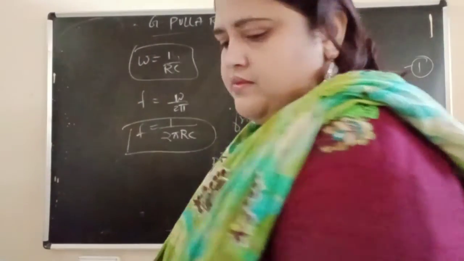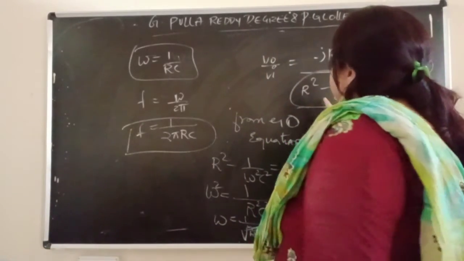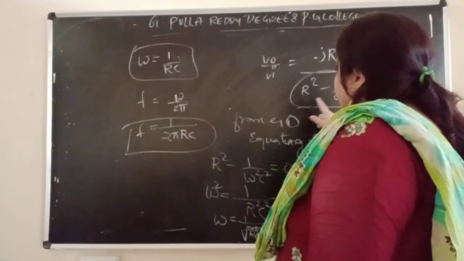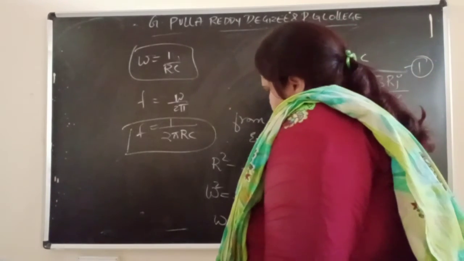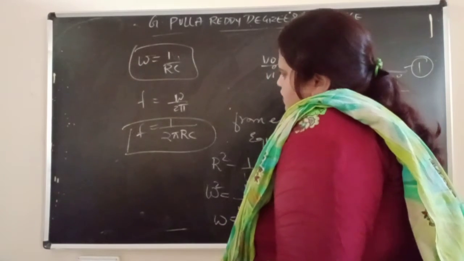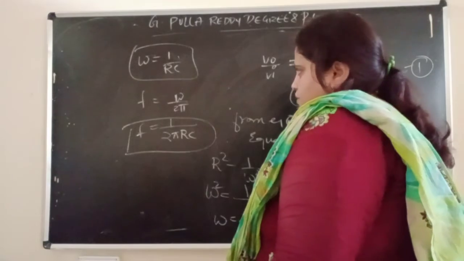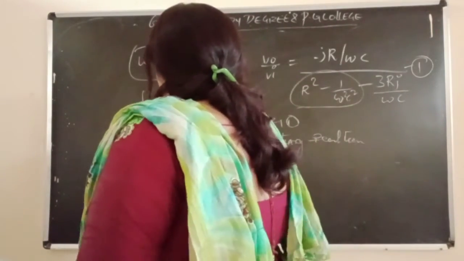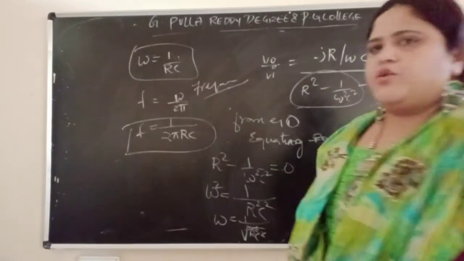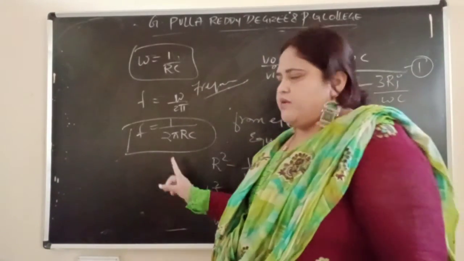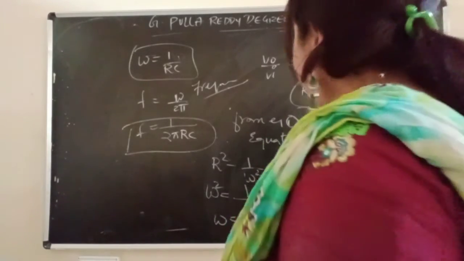Now from this equation 1 we are equating the real terms, without J: R square by omega C equal to 0. From this we take out omega. The omega value we got is 1 by RC. Then we substitute it in the frequency formula. The frequency of the Wien bridge is nothing but 1 by 2 pi RC. This is the frequency formula. Now we will calculate for sustained oscillations.